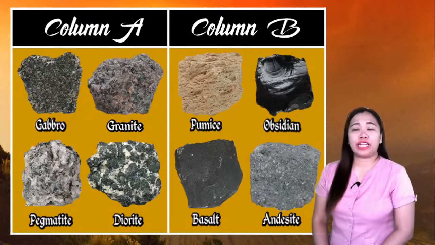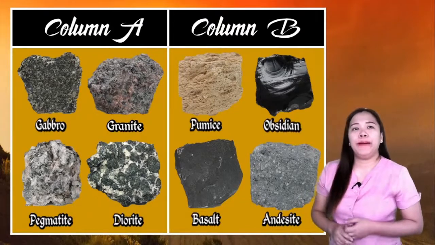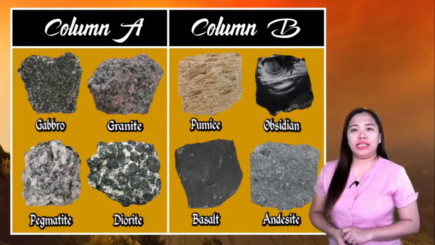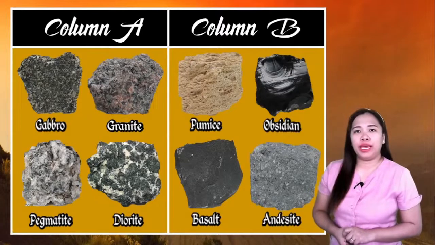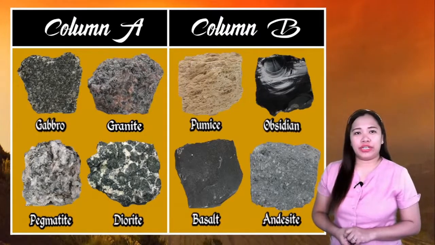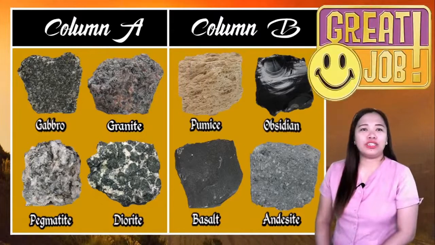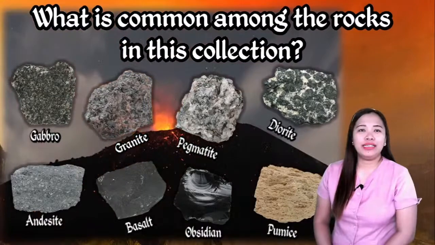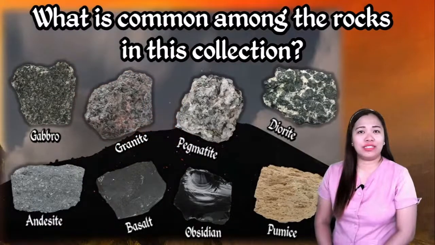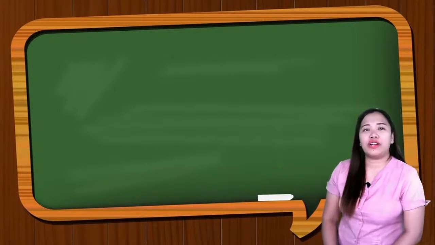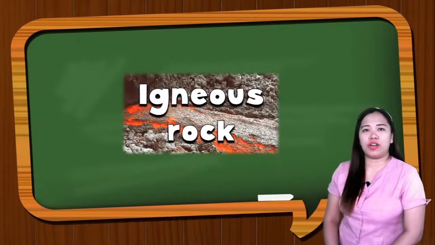If you classified granite, gabbro, pegmatite, and diorite as one group, and obsidian, basalt, andesite, and pumice as another group, then you did a great job because that is the correct answer. Now let's go back to the rock collection I presented earlier. What is common among the rocks in this collection? Very good. These rocks are all examples of igneous rocks.